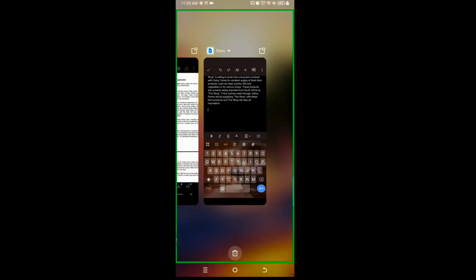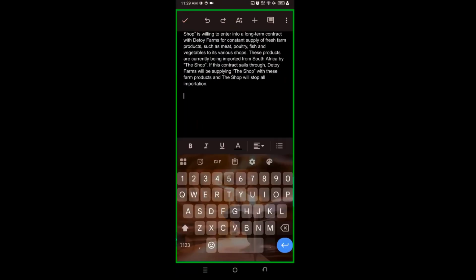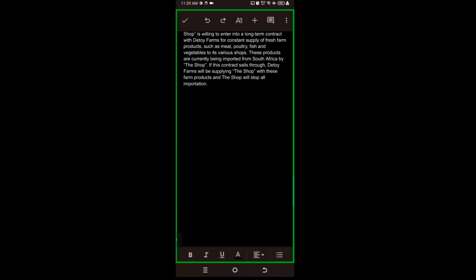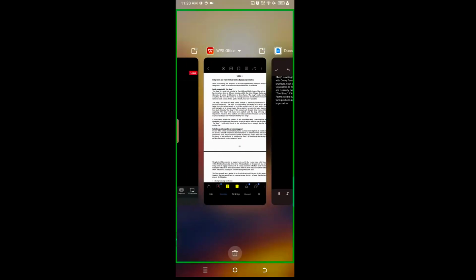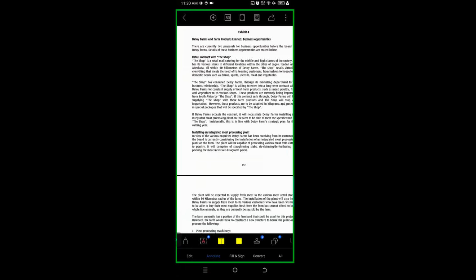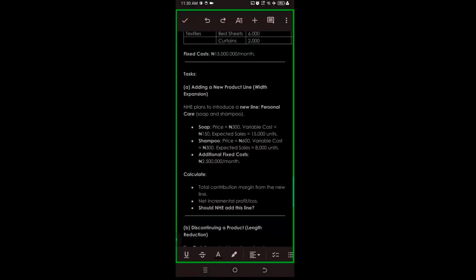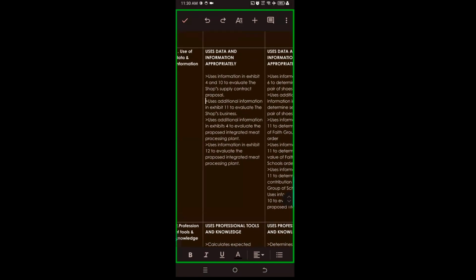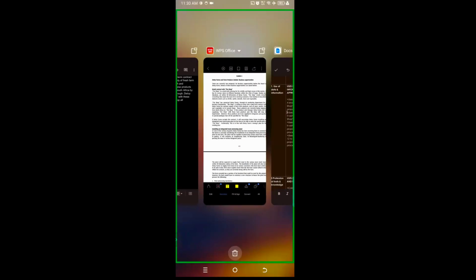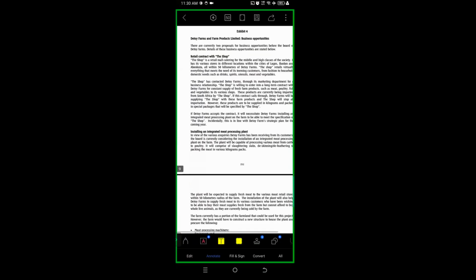So that is point one, and this one is on the shop. They also said that we should use information in exhibit 10 to evaluate the shop's supply contract proposal. Let me confirm that. Yes, exhibit 10. So this first one is on the shop contract.